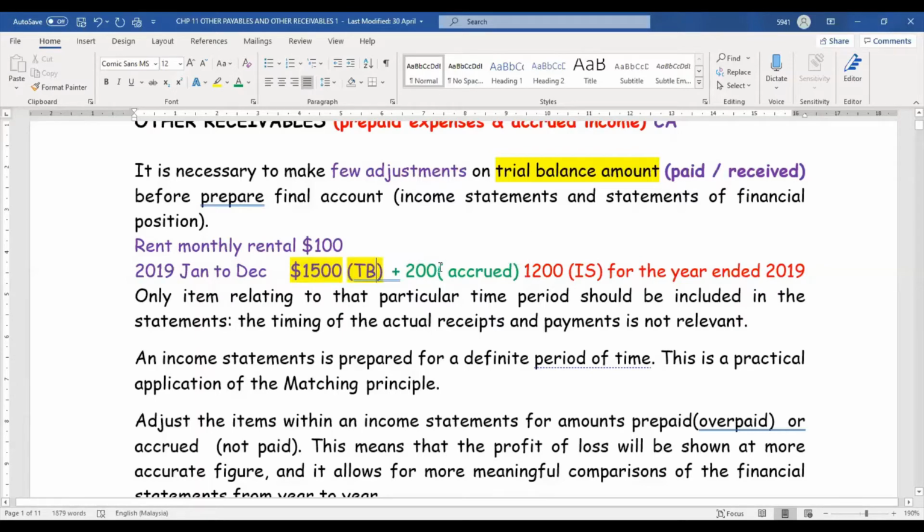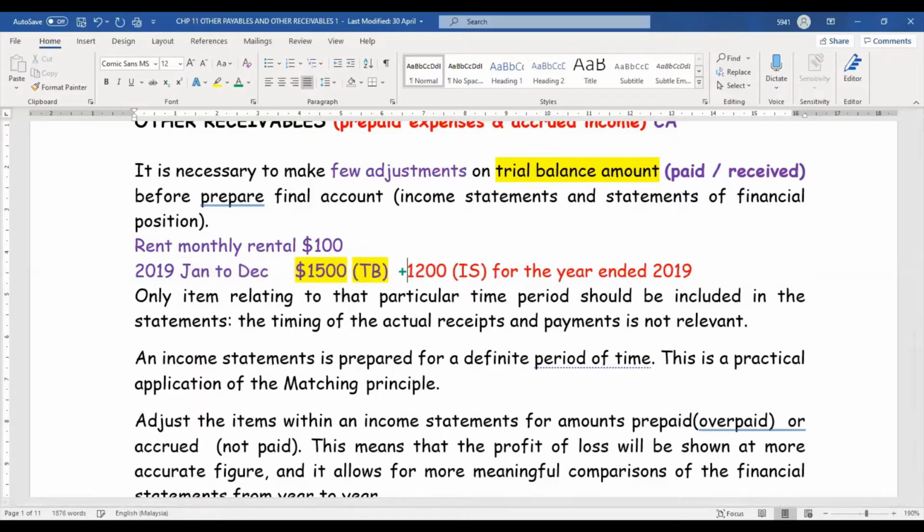And now you're supposed to transfer to the income statement 1,500 or 1,200, which is for the 12 months. Which one will transfer to the income statement? The 1,200, still the same expenses. Don't care how much you pay. We will record 1,200, which is the expenses for that particular year. So to get the 1,500 from the trial balance to the income statement, we need to adjust.